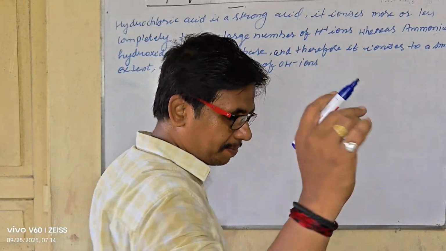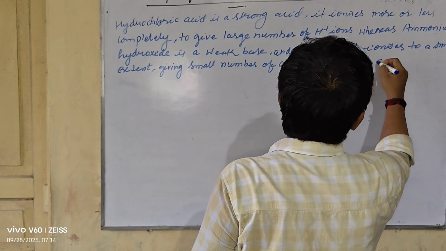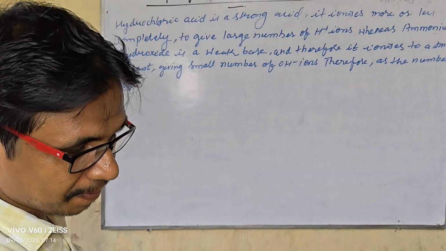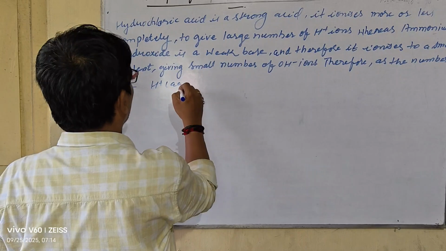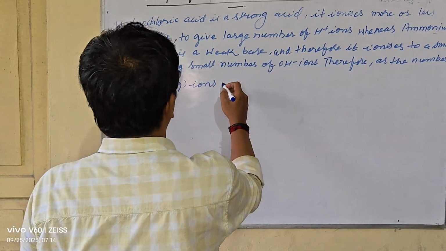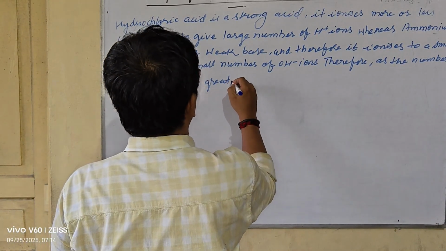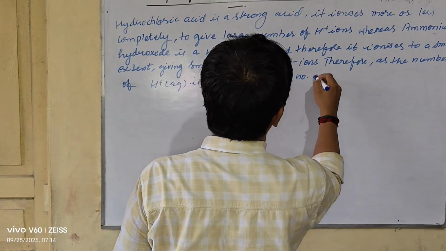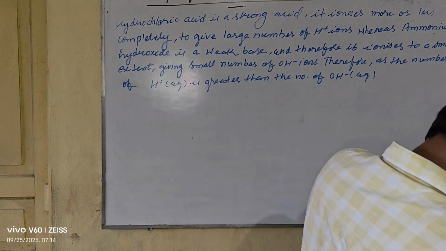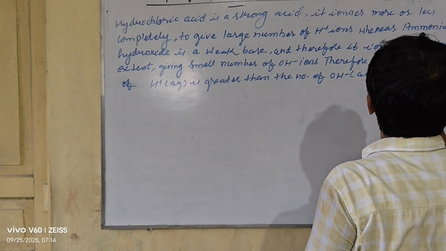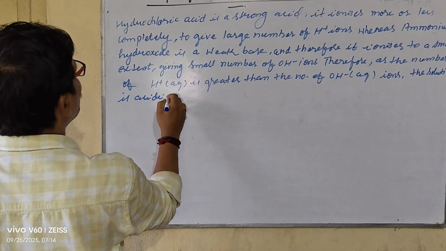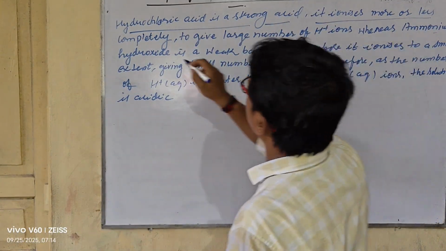So my dear student, therefore as the number of H plus aqueous ions is greater than the number of OH minus aqueous ions, the solution is acidic.